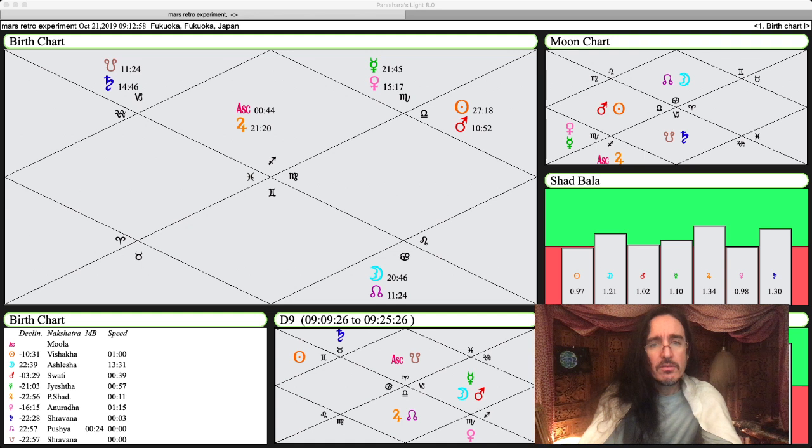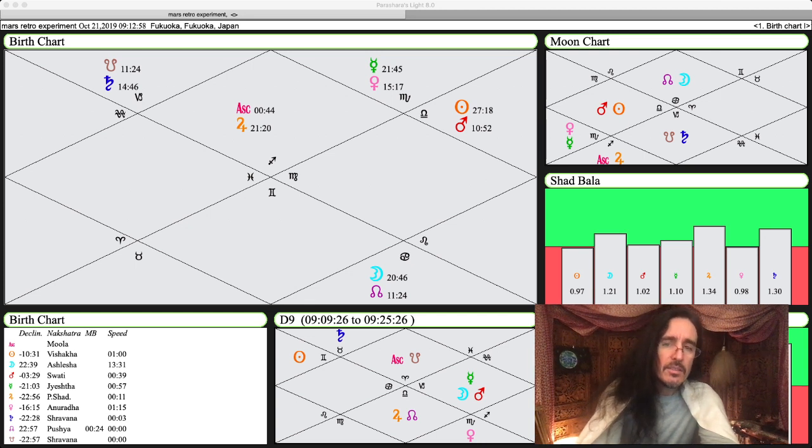So what I'll do is make a note here. October 21st, 2019. We care mostly about Mars, right? But we might as well note the sun too, just in case we want to research something later. Sun is 27 degrees, 18 minutes Libra. Mars is 10 degrees, 52 minutes Libra.